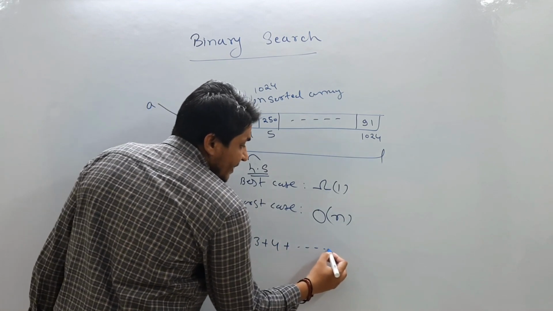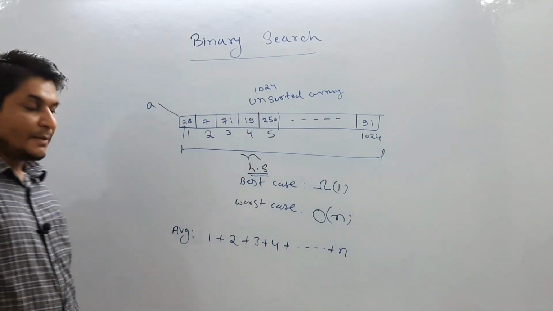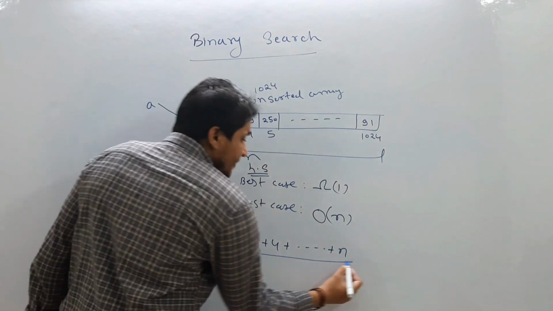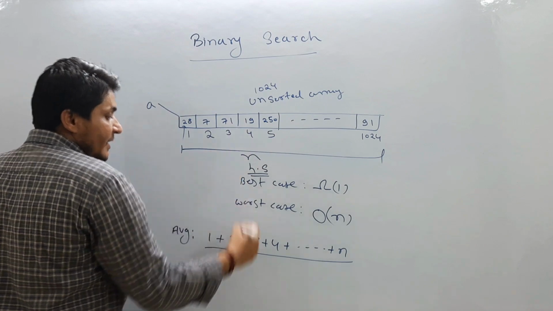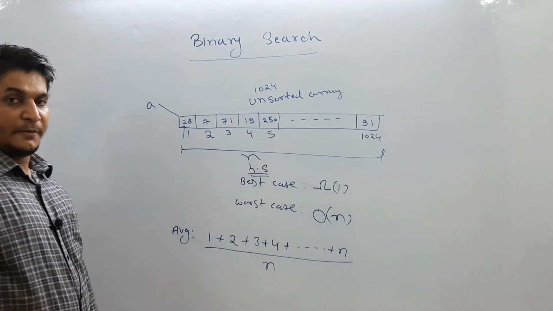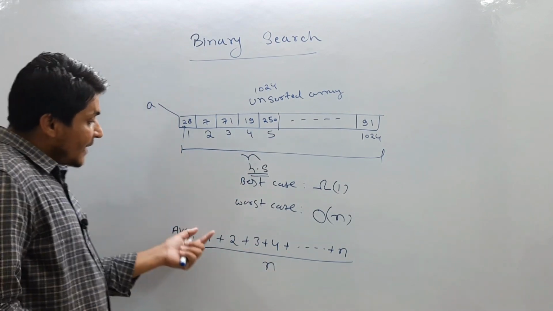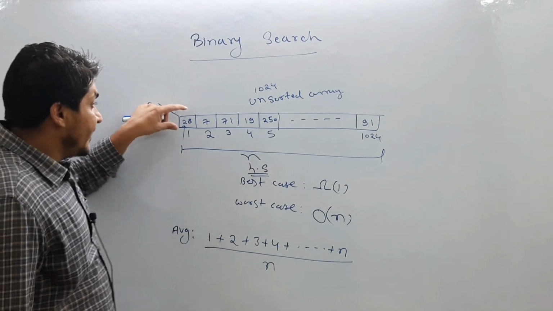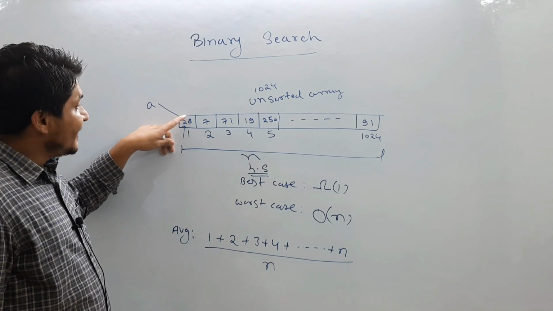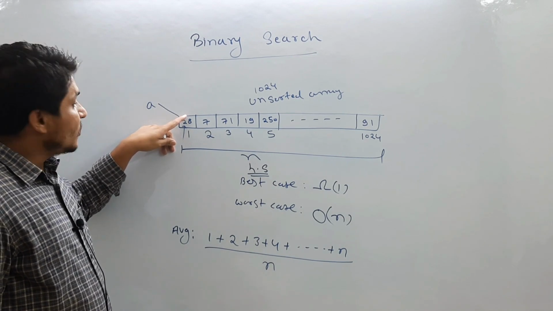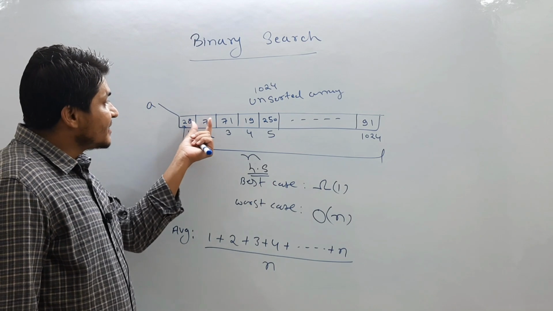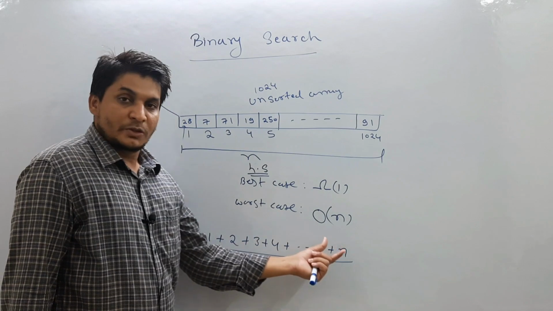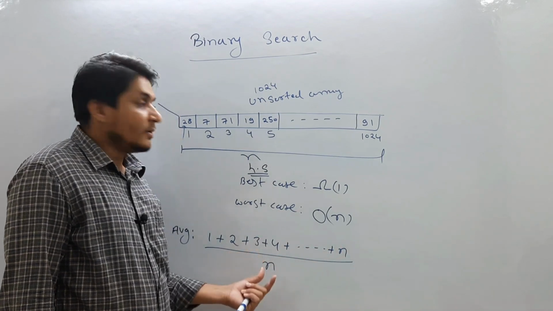So I'm just making the sum for all the possibilities, and because I'm calculating the average, the size of the array is n in this case. So I'll divide by n. Let's suppose the array element is available at the first position. In that case, how many comparisons do I have to make? Only one comparison. Let's suppose the array element is available at the second position, I have to make two comparisons. So I'm adding all the possibilities and dividing by n, the size of the array.